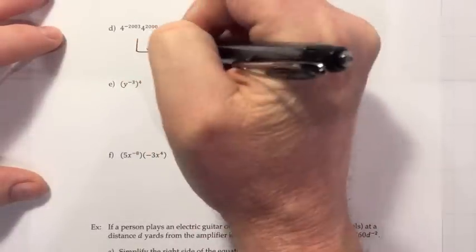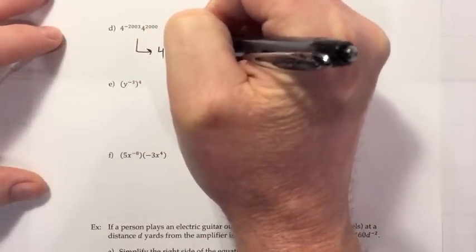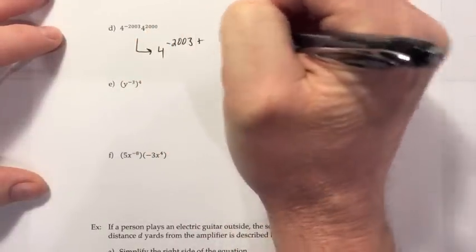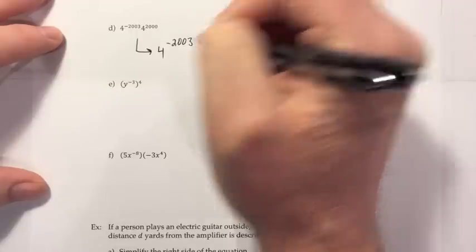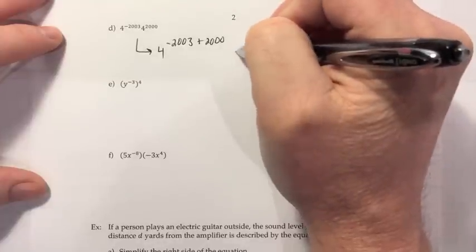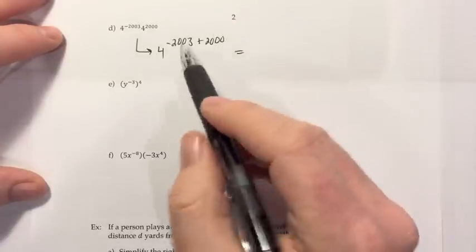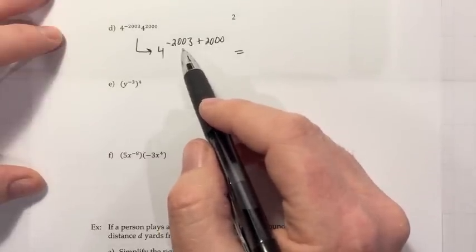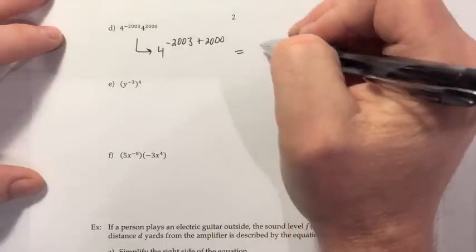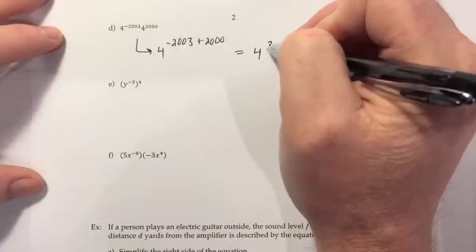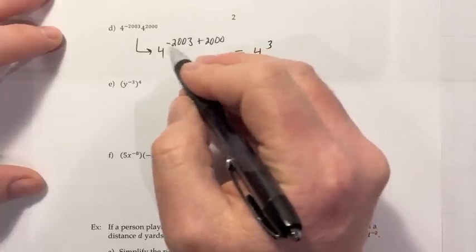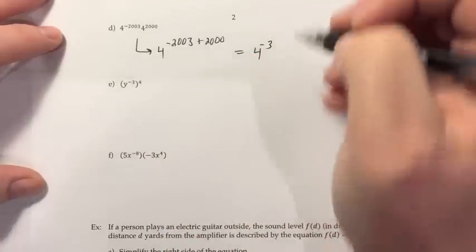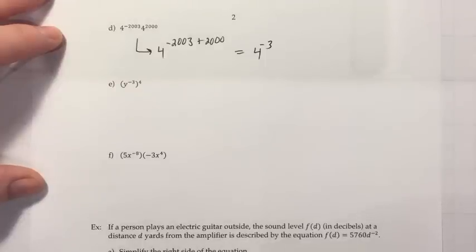So this would become 4 raised to the negative 2003 plus 2000, keeping the base the same and adding the exponents. And then if you add those two together, since one's negative and one's positive, you're really doing the difference, and the difference between 2003 and 2000 is 3. But the bigger of the two numbers, this one, is negative, so it would be a negative 3.